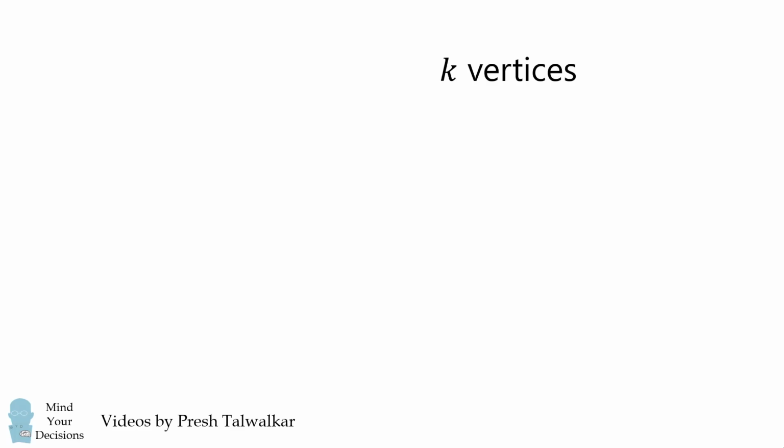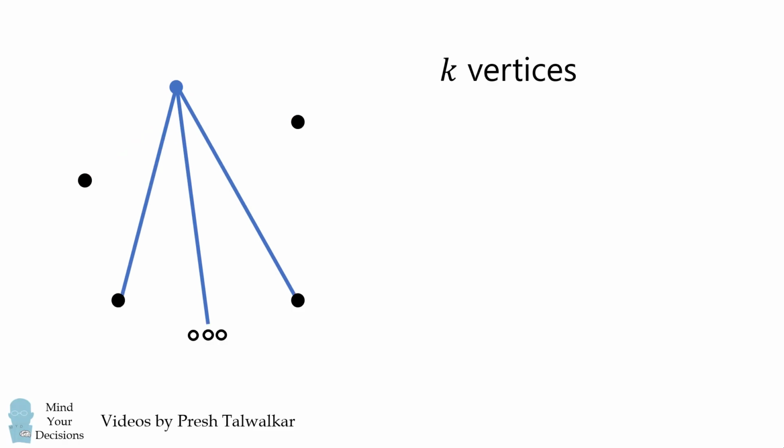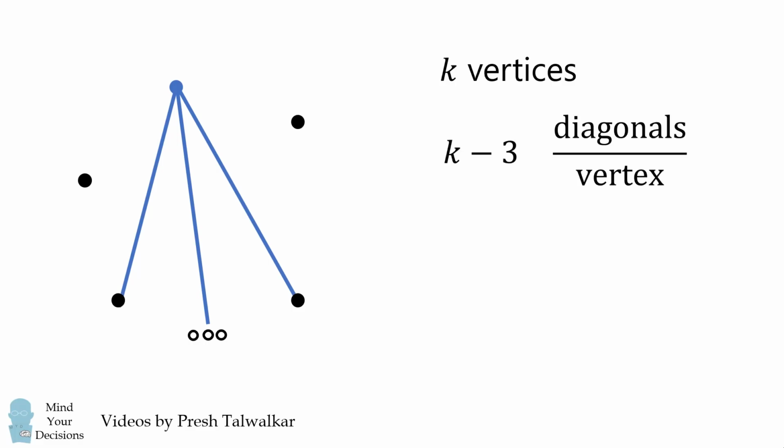I'll first prove the explicit formula by direct counting. In a polygon with k sides, we have k vertices. How many diagonals can we draw from a particular vertex? Well, notice that the adjacent vertices will form sides with this vertex, so these two sides will not be diagonals of this polygon. We also cannot draw a diagonal between the vertex and itself. So these three vertices will be excluded in the count of drawing diagonals from this vertex. But every other vertex will form a diagonal with this vertex. Therefore, we have k minus 3 diagonals that we can draw from this vertex.